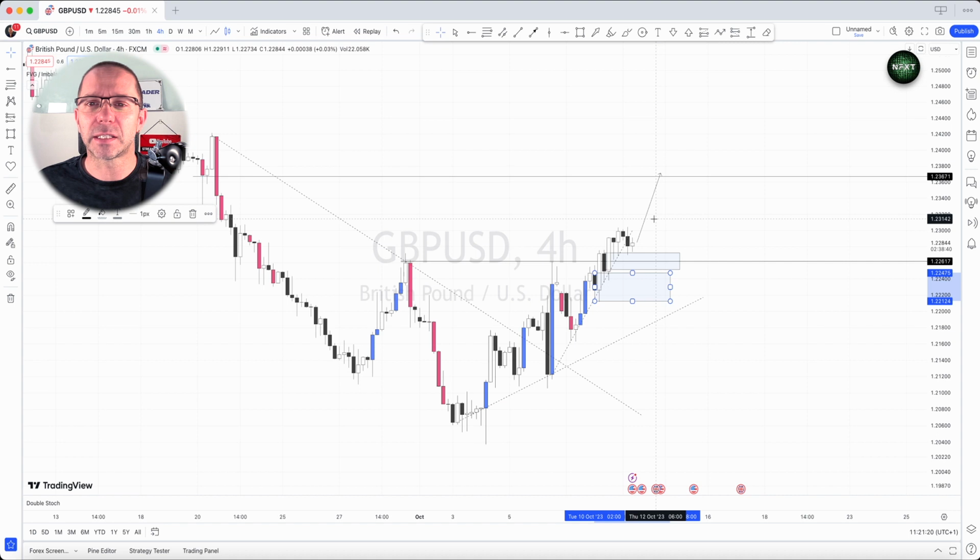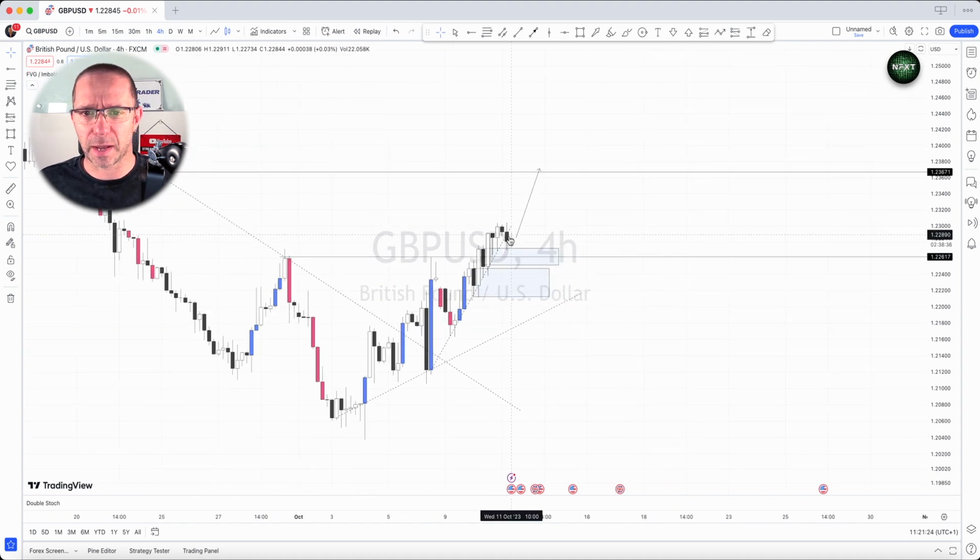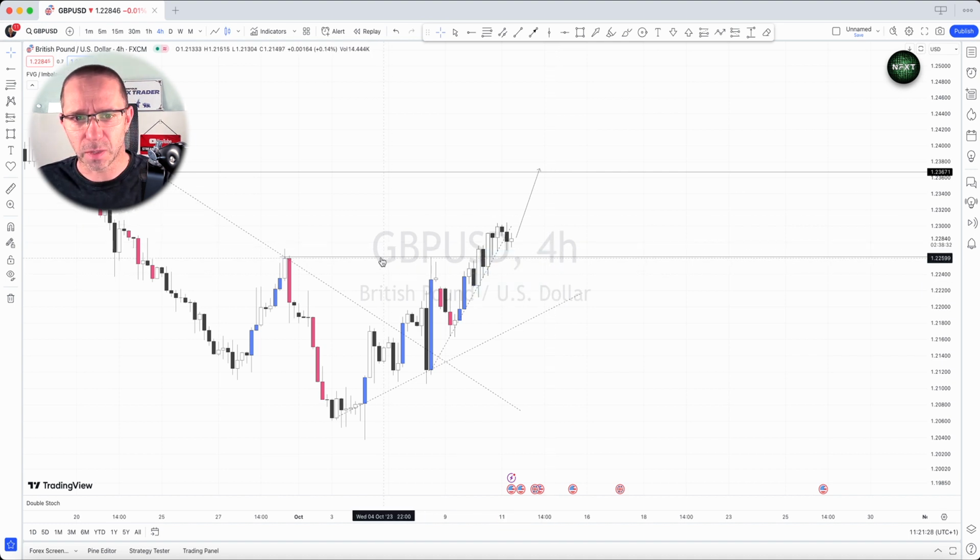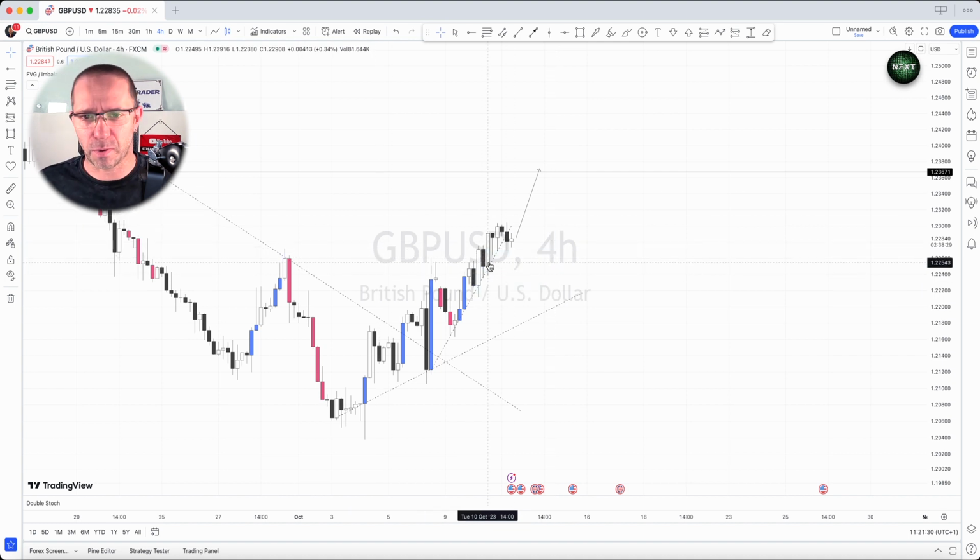Based on this information, I'll be looking for a pullback. We can either see a pullback to this area and continuation. But for me, because we broke this high, it's a nice breakout. If we're now breaking through this trend line I've got drawn, I'd rather see price come all the way back to this trend line at the same time, into an area here of imbalance.